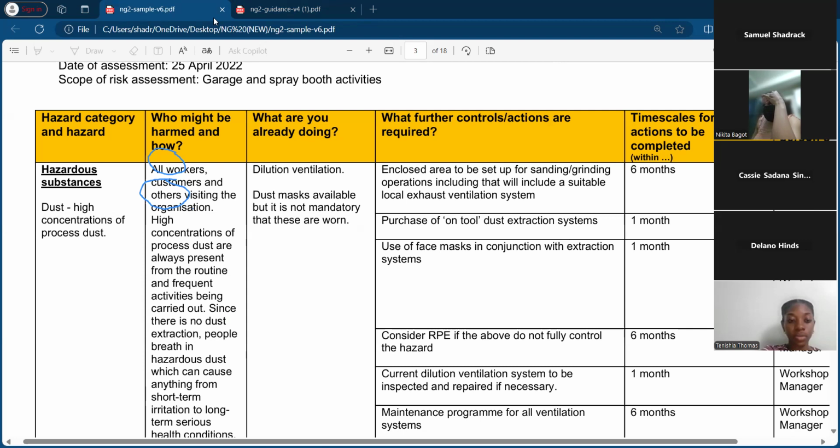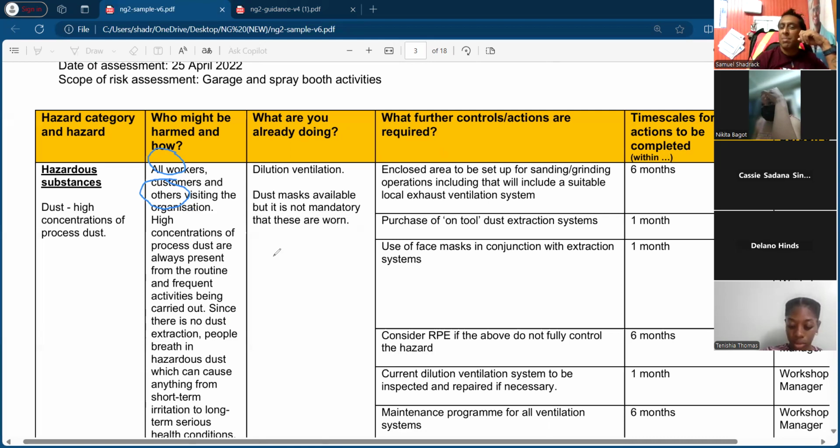Okay, thanks very much. All right, column three is also very easy. Well, I mean, column two is actually harder than column three. Column three is what are you already doing? And one or two controls is good enough here, right? But there's a little catch in column three. Column three must be written in past tense or present tense because it is what are you already doing.